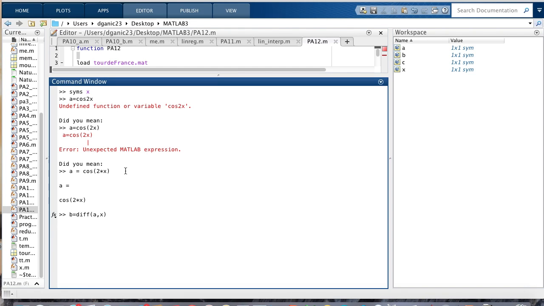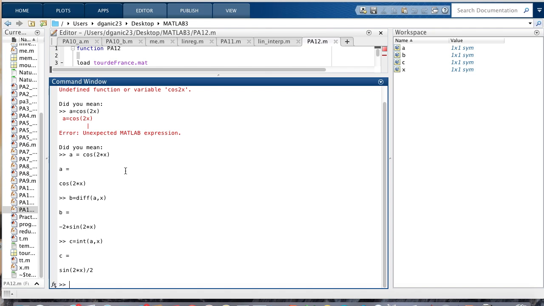And then once you have that line of code written down, you can take the same step by writing the diff and then the function name followed by x, and it gives you the derivative. And then in order to find the integral, you would take the same steps as you would before by simply writing int followed by the function name and x, and it gives you the integral value.